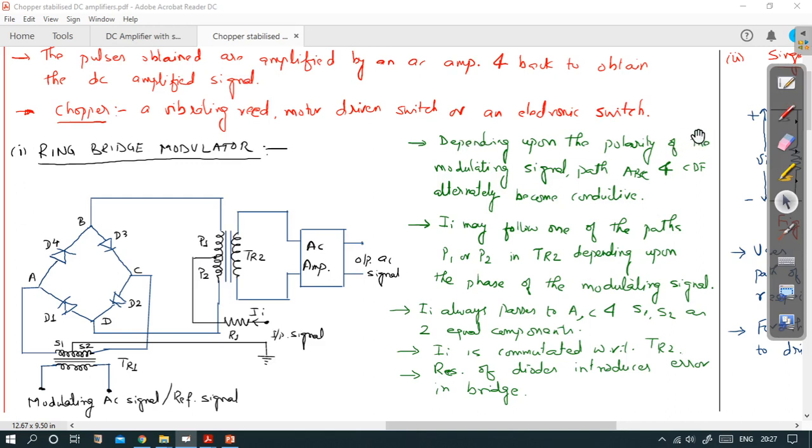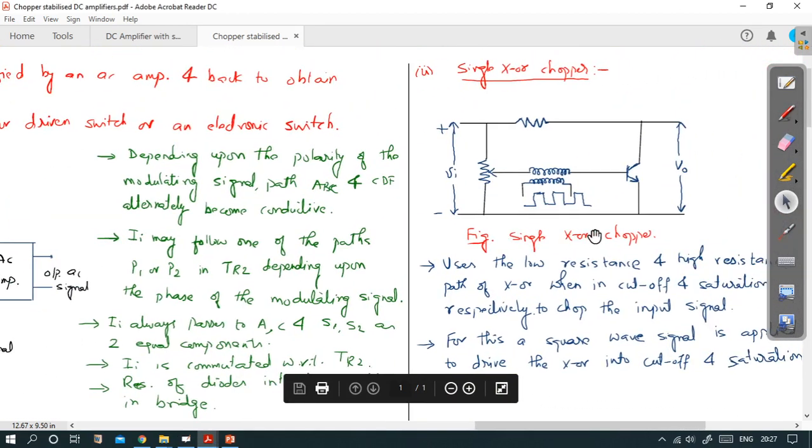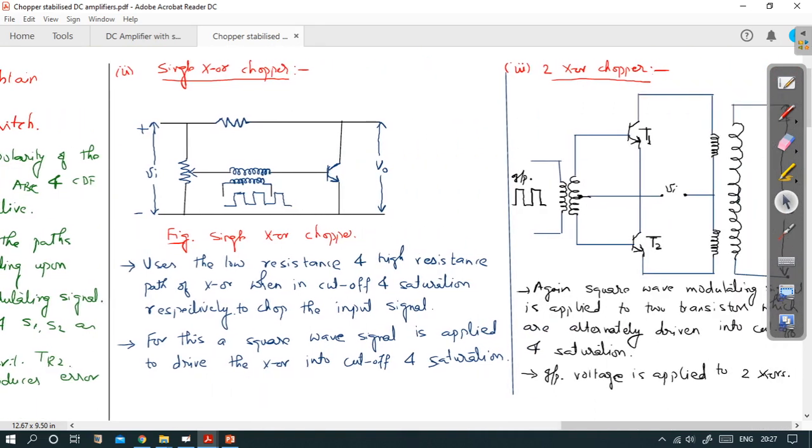This operation is explained here in these points, but I have already explained the operation, so we can go to the next topic. Look here, this is again basically a chopper shown here.